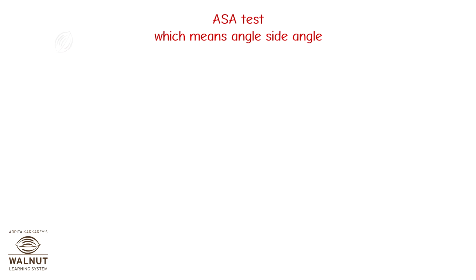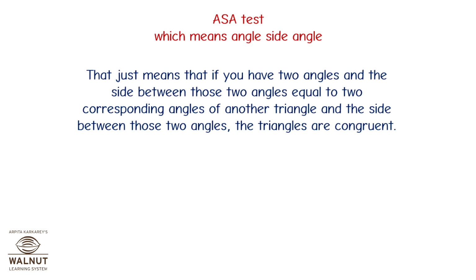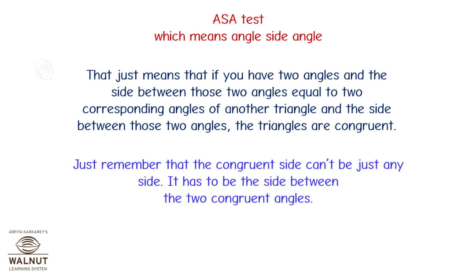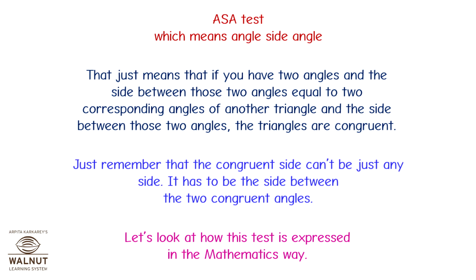The third test is ASA test. You already know that ASA means angle side angle. That just means that if you have 2 angles and the side between those 2 angles equal to 2 corresponding angles of another triangle and the side between those 2 angles, the triangles are congruent. Just remember that the congruent side can't be just any side. It has to be the side between the two congruent angles.